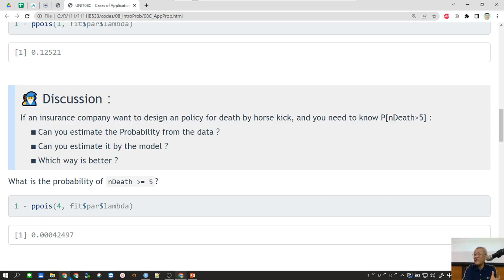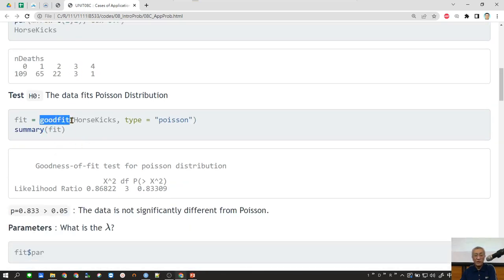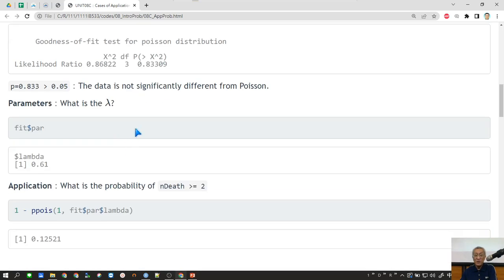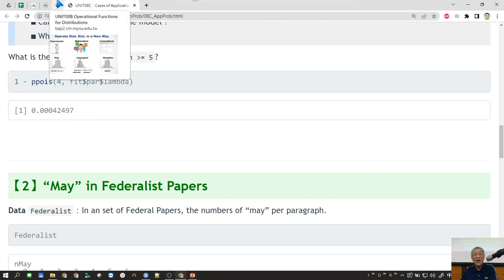You get me? Okay? Which means, first of all, we want to fit the historical data into a theoretical distribution. And once you fit it, then you can get the parameter. So you get the parameter, you can do the calculation. The thing that you cannot directly read from the data, you can use this theoretical distribution to help you do the estimation. That is the point.